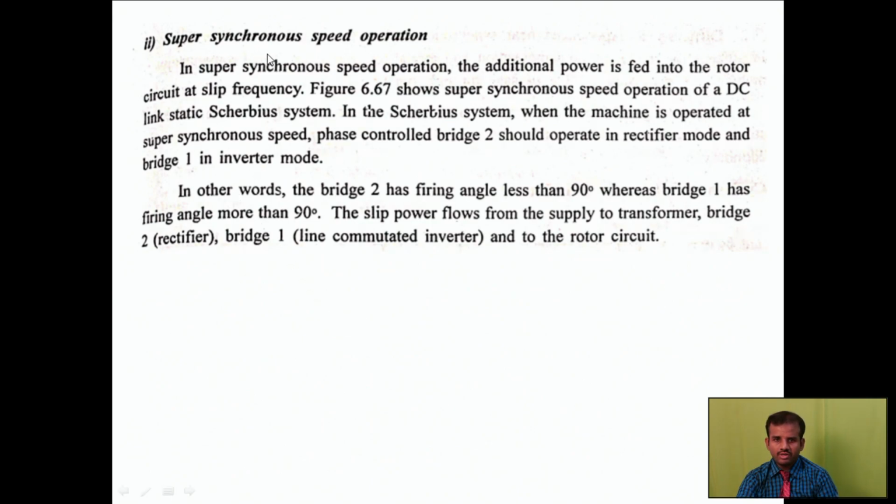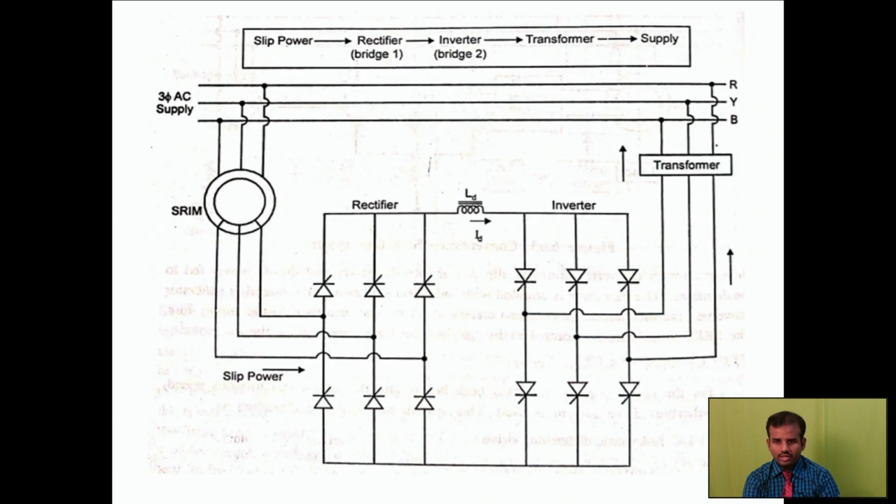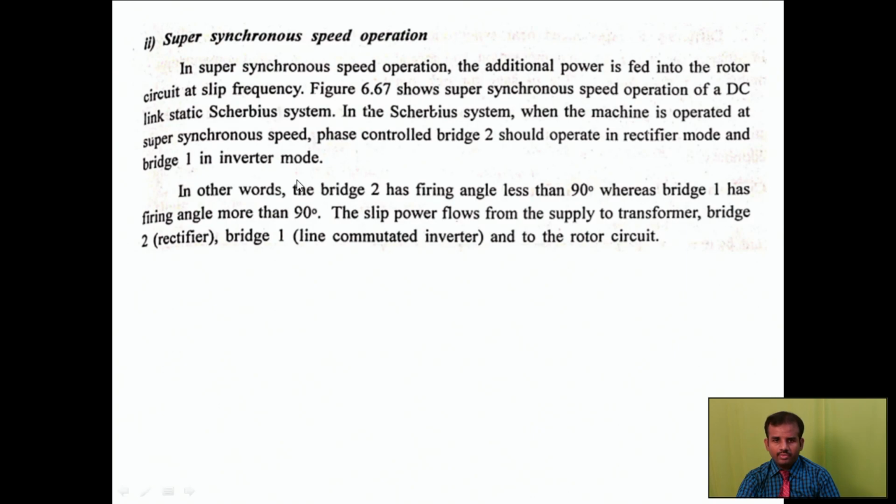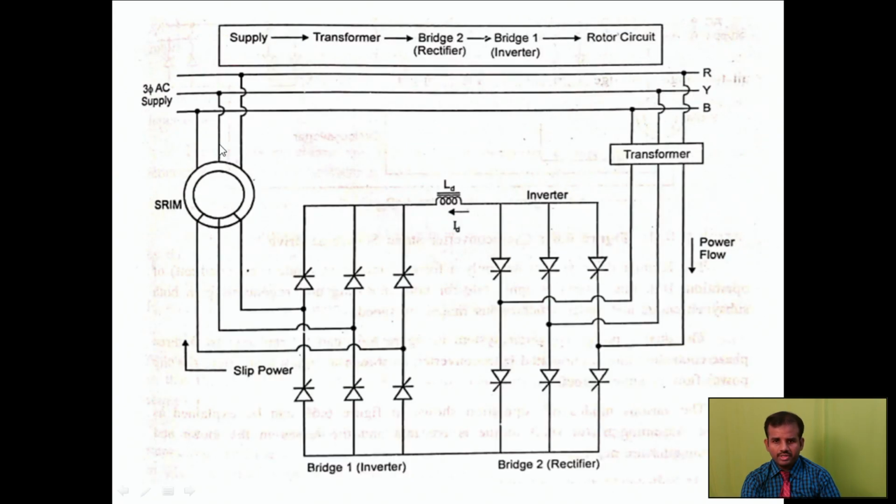In this super synchronous speed operation, the phase controlled bridge 2 operates as a rectifier, and bridge 1 operates as an inverter. As an inverter, the firing angle varies from 90 to 180 degrees. In the second bridge, the rectifier, the firing angle varies from 0 to 90 degrees, that is less than 90 degrees. That's the power flow, and that's all about the super synchronous speed operation.